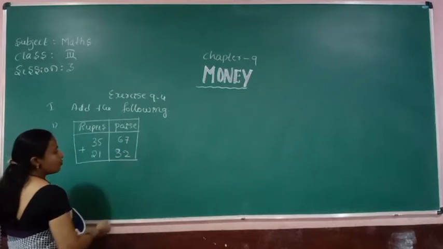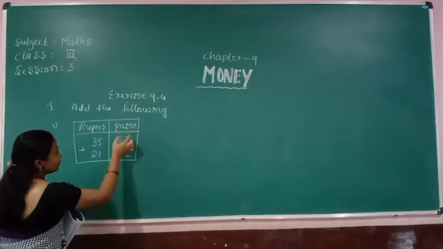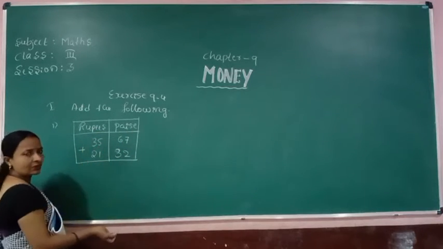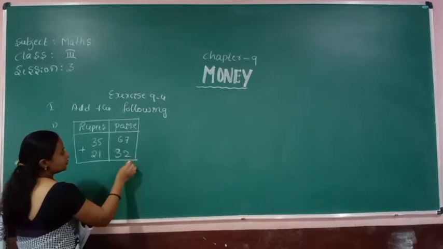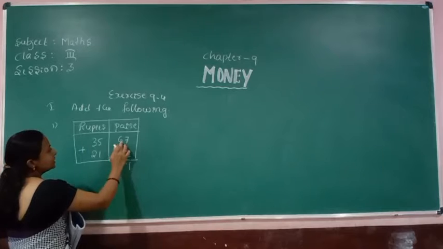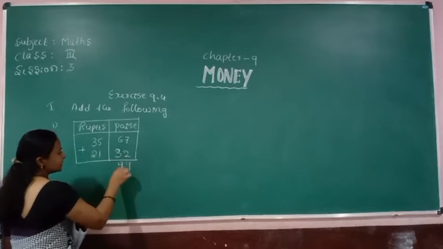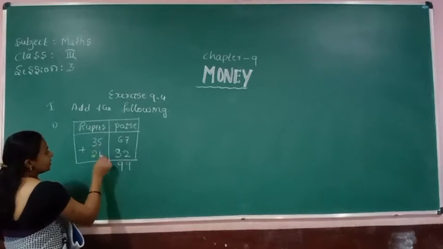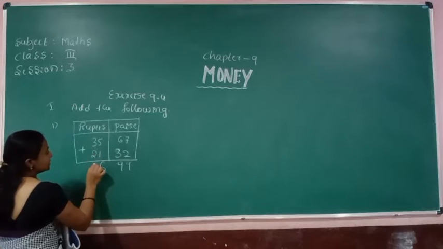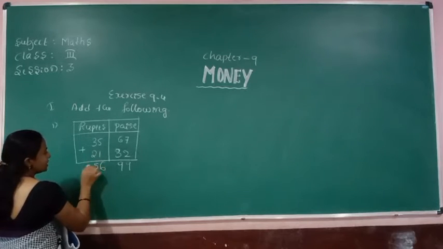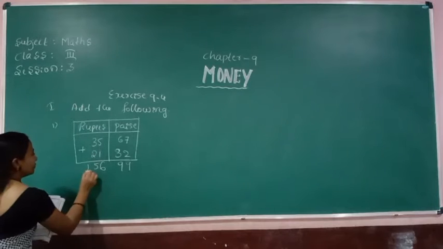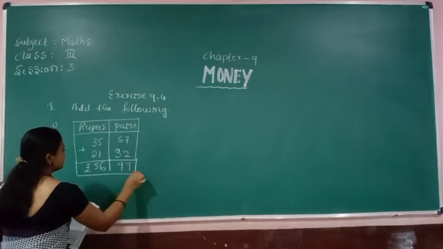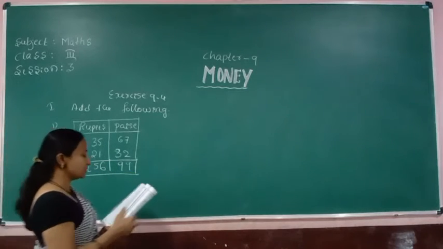So 7 plus 2, how much? So this is the paise column. First we will add paise form and after that we will add rupees. Okay, so paise to paise, 7 plus 2 is 9. Next one, 6 plus 3 is 9, so 99 paise. Next one, in rupees, 5 plus 1 is 6, 3 plus 2 is how much? 3 plus 2 is 5. So the answer is rupees 56.99 paise. You get the answer as rupees 66.99 paise.